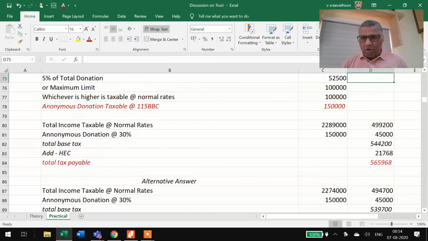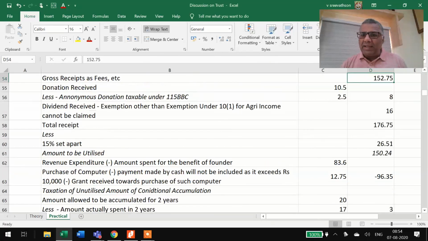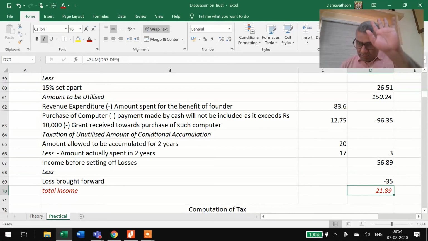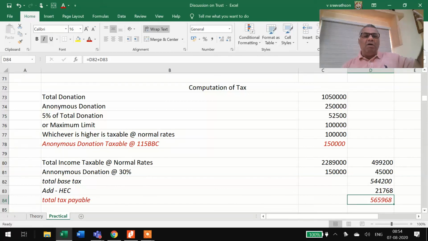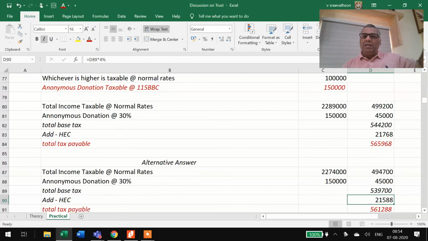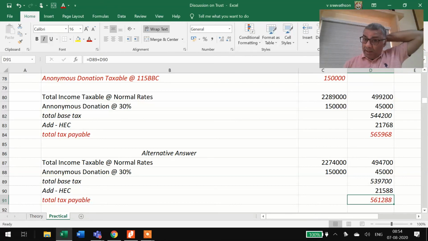You have not included it. Had you included 1 lakh here, here itself I would make the computation of 5%, etc. No, this computation we did is correct, which everybody agrees with. While computing tax alone, they make an alternative answer saying 85% of the anonymous donation, which is taxable at normal rates, is only to be included in the total income and not the entire 100%. Our Institute calls this the alternative answer. This is the main answer, whatever we have well read.